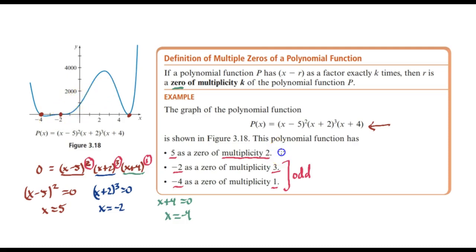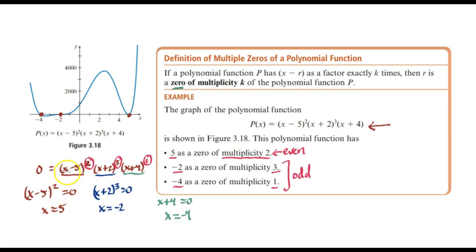But when the multiplicity is even, it will just touch the x-axis. It doesn't have to be 2, but just any even number, 2, 4, 6, 8, it will just touch the x-axis. So it will go down and touch it and then come back up. It will not actually cross it. Those are some pieces of information you should know about the multiplicity of a function.